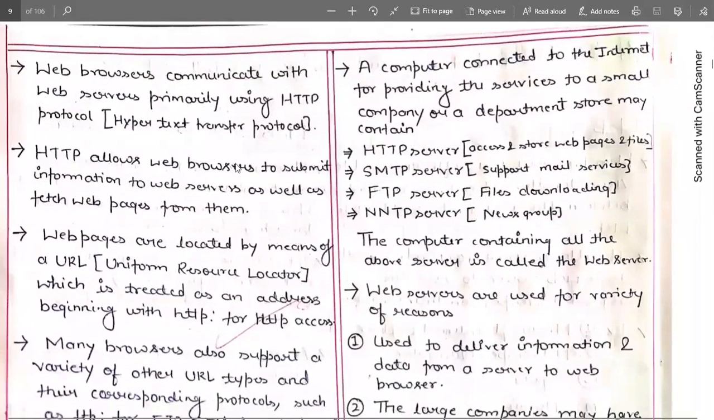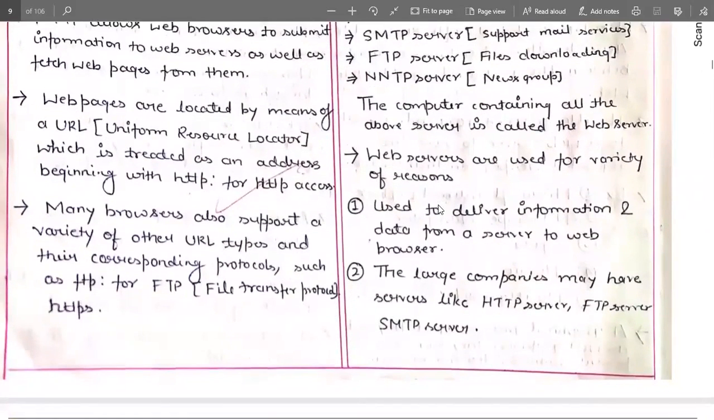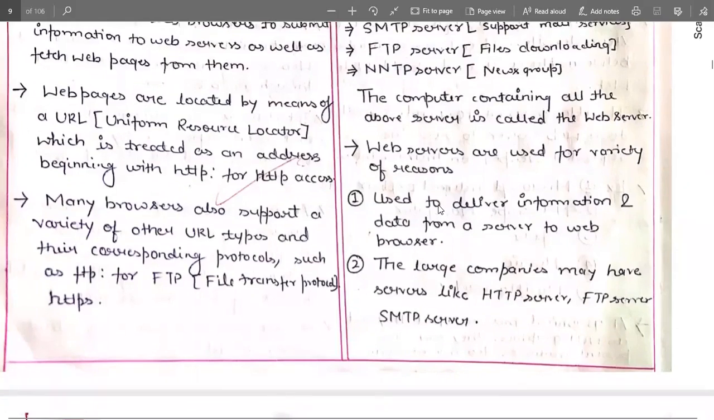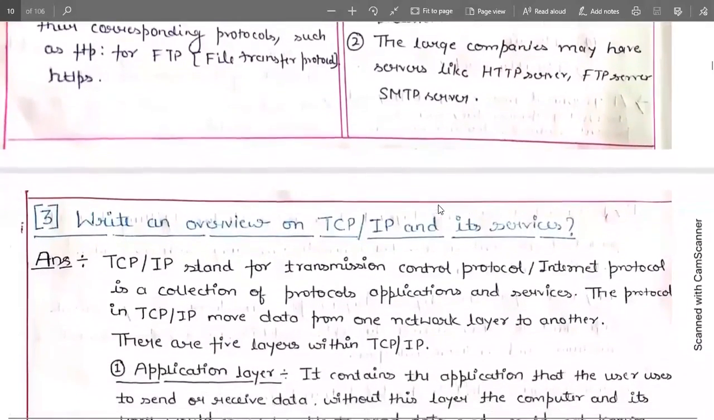Web browsers communicate with web servers primarily using the HTTP protocol. A computer connected to the internet for providing services to a small company or a department store may contain HTTP, SMTP, FTP, and NTP. These are all protocols that are used for communication. So these are all the basic differences between a web browser and a web server. You can read it from here. If you think this is relevant, then go through it.